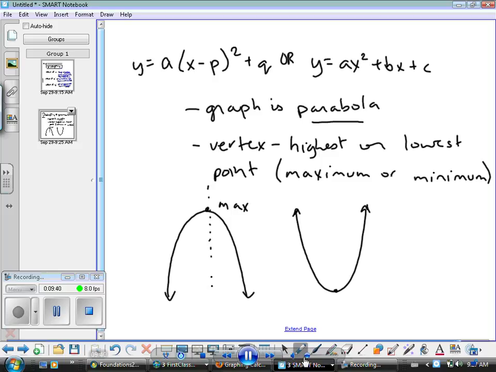Okay, the graph has an axis of symmetry. That's not a very good one, but that's a vertical line that's going to cut it into two equal halves that are mirror images of each other. Okay, and that's going to be represented by the equation of a vertical line, which is x equals something, and that something is P, the x-coordinate of the vertex. Okay, so the axis of symmetry is represented by the equation x equals P.